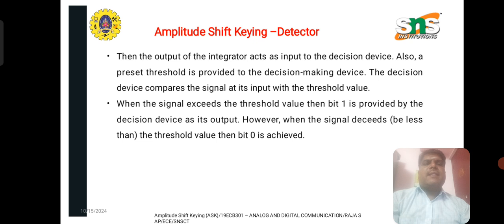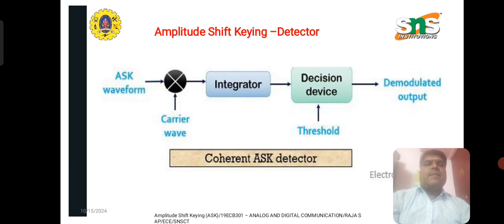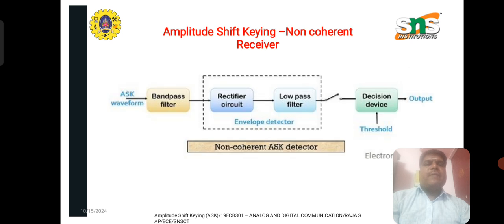The decision device compares the signal at its input with the threshold value. When the signal exceeds the threshold value, then bit 1 is provided by the decision device as its output. However, when the signal is less than the threshold value, then bit 0 is the output. So this figure shows the coherent ASK detector, and we will also see the non-coherent receiver.